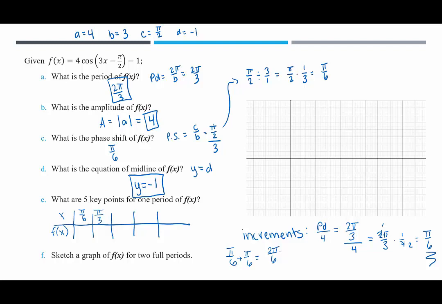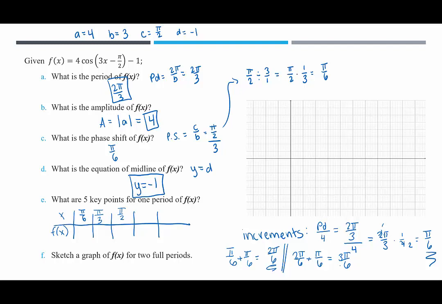To figure out the next one, I'm going to take my previous one, 2 pi over 6, and add to it pi over 6. And you might be saying, wait a minute, you just simplified, so why aren't you using pi over 3? Great question. The reason I'm not is because the increments have a denominator of 6, and I would ultimately have to go back to 2 pi over 6. I would have to unsimplify my work. So that's why I just use the unsimplified value when I'm determining the next x coordinate. 2 pi plus 1 pi, that's 3 pi over 6. And 3 pi over 6 will simplify to pi over 2.